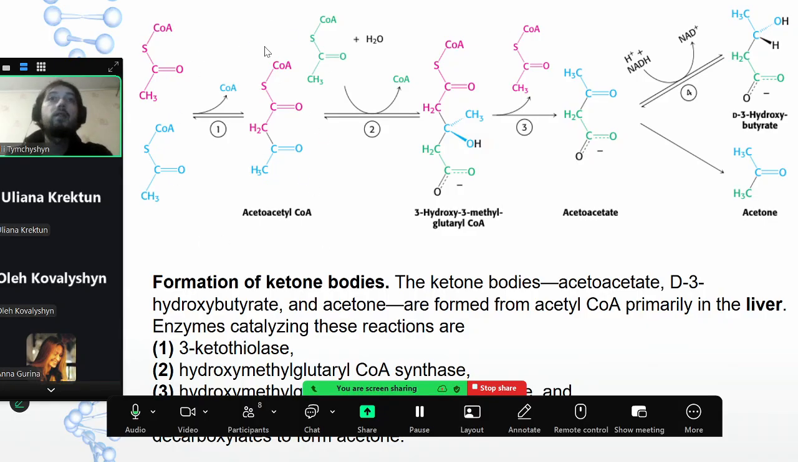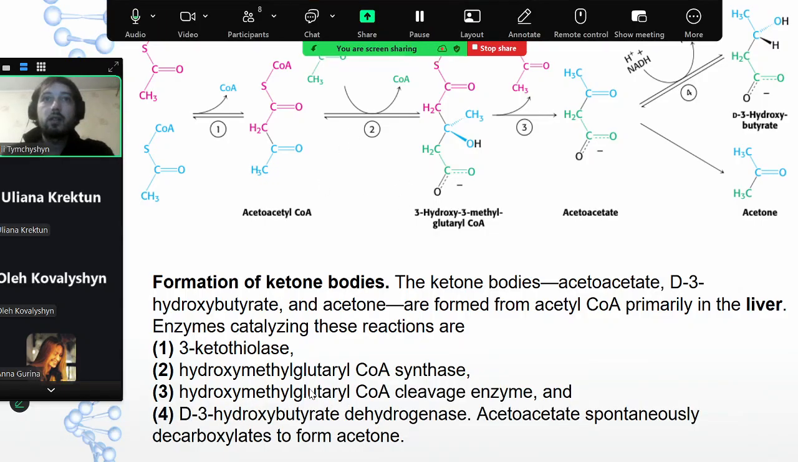Here you see the formation of so-called ketone bodies. And the ketone bodies, in most cases we are interested in acetoacetate, D-3-hydroxybutyrate, and acetone. They are formed from acetyl-CoA, primarily, of course, in the liver. So once again, the liver is trying to support the brain so that we don't end up brain dead while we still have some energy.